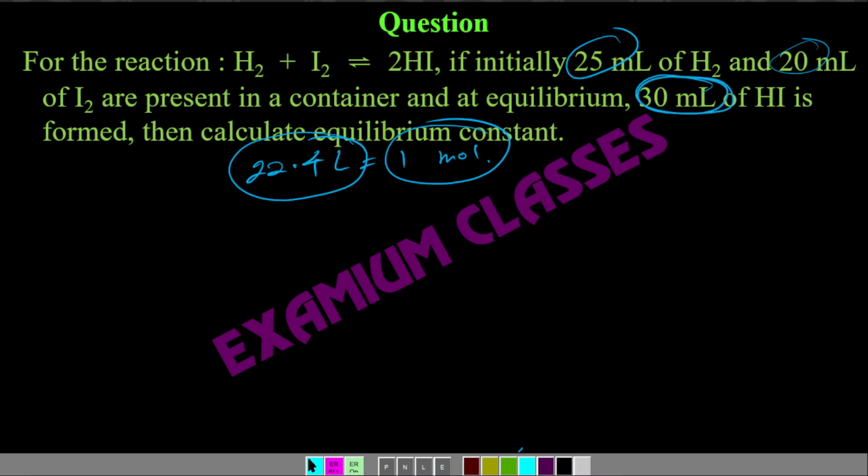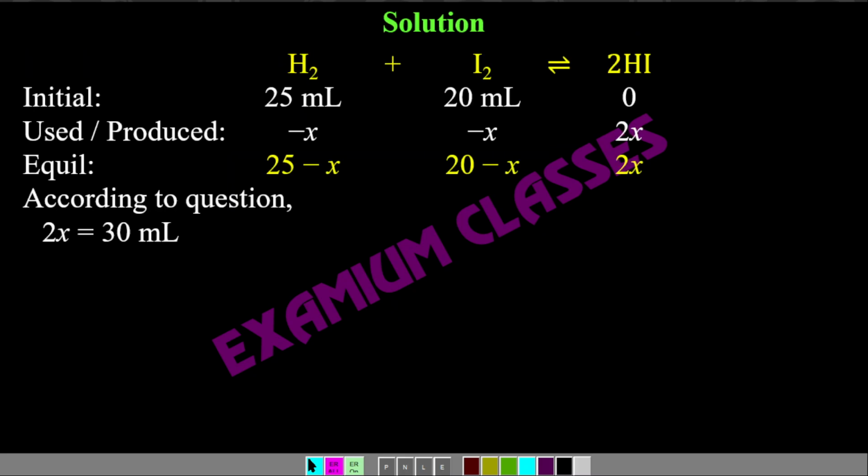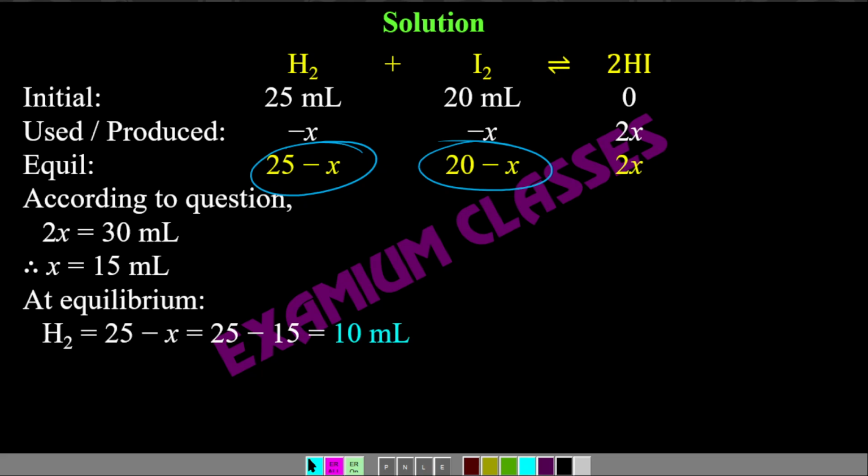So in the reaction, initially 25 milliliter of hydrogen, 20 milliliter of iodine, but at equilibrium we have 30 milliliter of hydrogen iodide produced. So it means 2X is 30. We get the value of X from here, substitute those values here to get the concentration of hydrogen and iodine, also meaning the volumes. So we get hydrogen as 25 minus X, iodine as 20 minus X, 10 milliliter and 5 milliliter. So we have all the values now here.